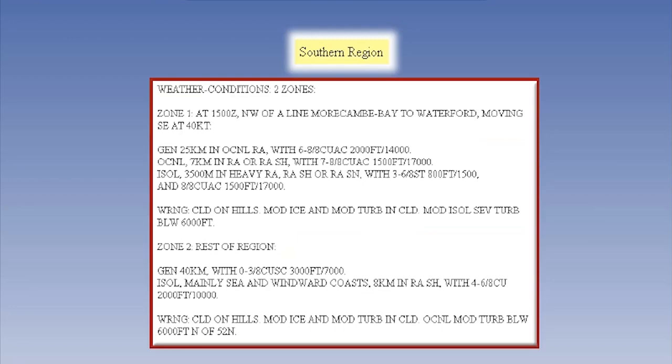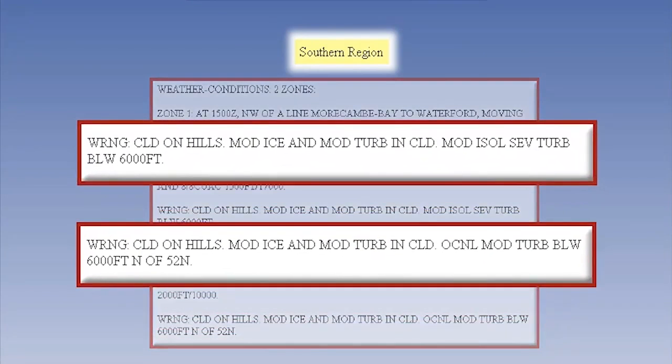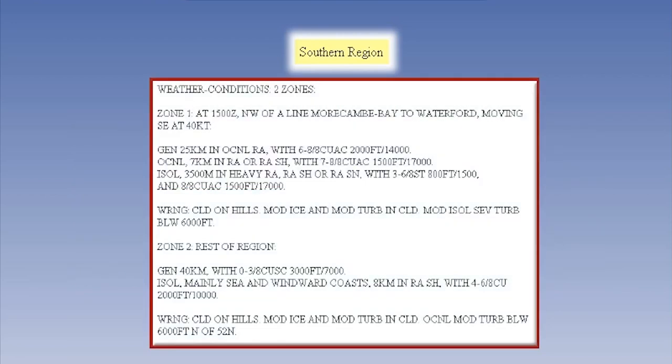The last section of information at the bottom of each zone is a list of any specific warnings which are applicable to the zone area. These often cover aviation hazards such as cloud on hills, moderate or severe icing or turbulence, sub-zero layers, and mountain wave activity.